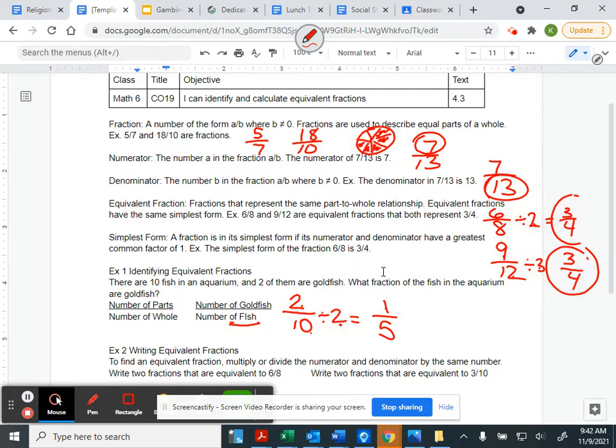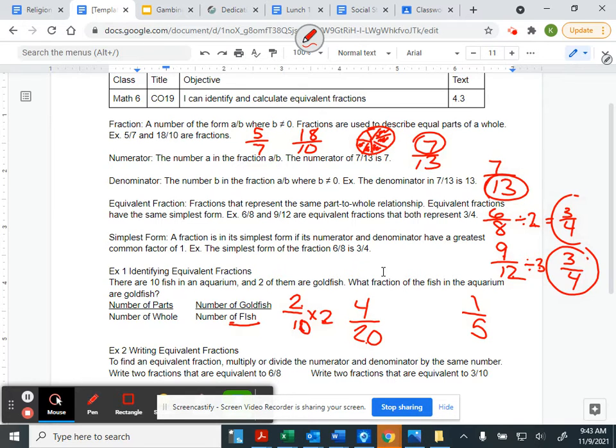Will. Brielle. So we know that 1/5 worked. Brielle is thinking 4/20. How did you get that, Brielle? Multiply by 2. 2 times 2 is 4. 10 times 2 is 20. So 2/10 is equivalent to 4/20.